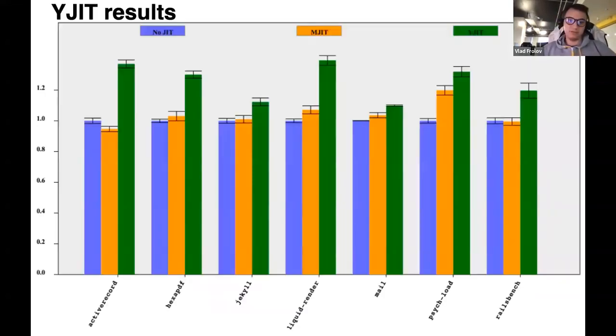Yeah, and if we look at this diagram, YJIT results in comparison with no JIT and MJIT, we will see that, for example, for Active Record, it's faster, for mail, it's faster, and for Rails bench, also faster. But an interesting fact, if we look at the MJIT for Active Record, it's slower than using no JIT.